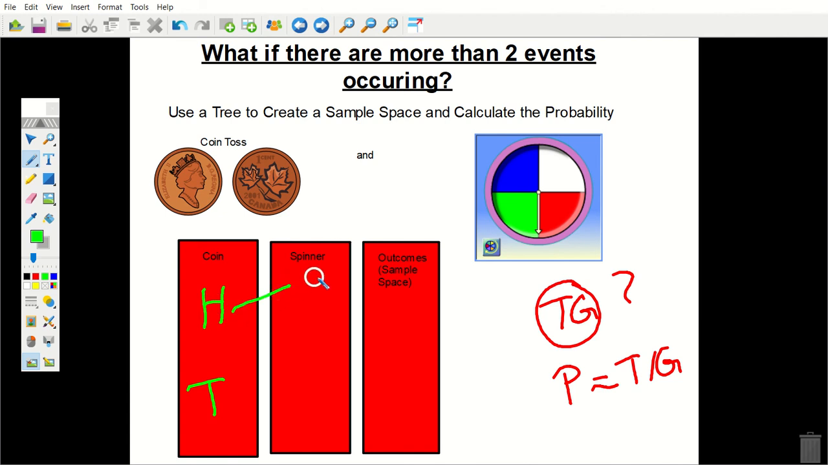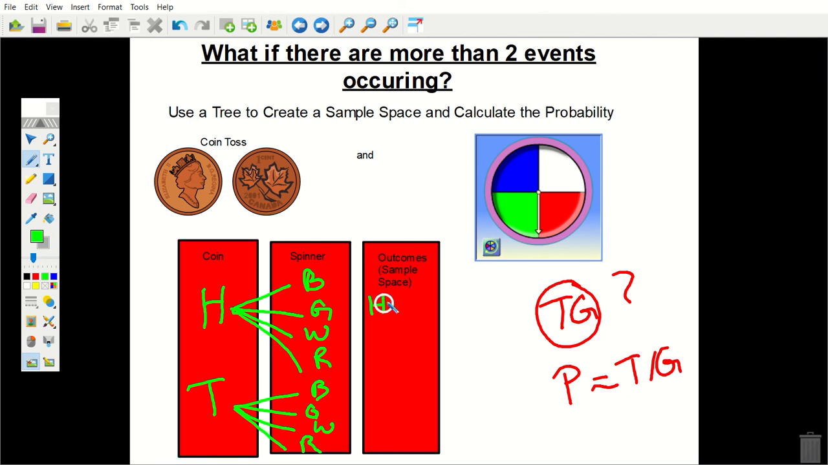Well, we do our tree. We could go blue if we flip a heads. We could go green. We could go white. And we could go red. Likewise, if we flip the tails, we could go blue, green, white, and red. Now, we have organized our outcomes. We can show what we can do with the heads right here and what we can do with the tails right here. The next step, like with all tree diagrams, is to create a sample space.